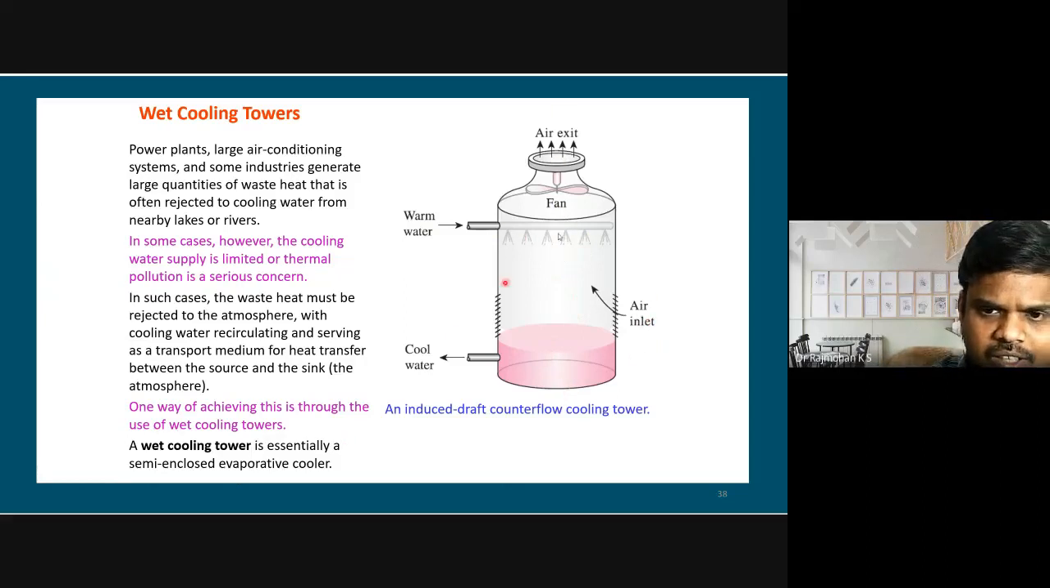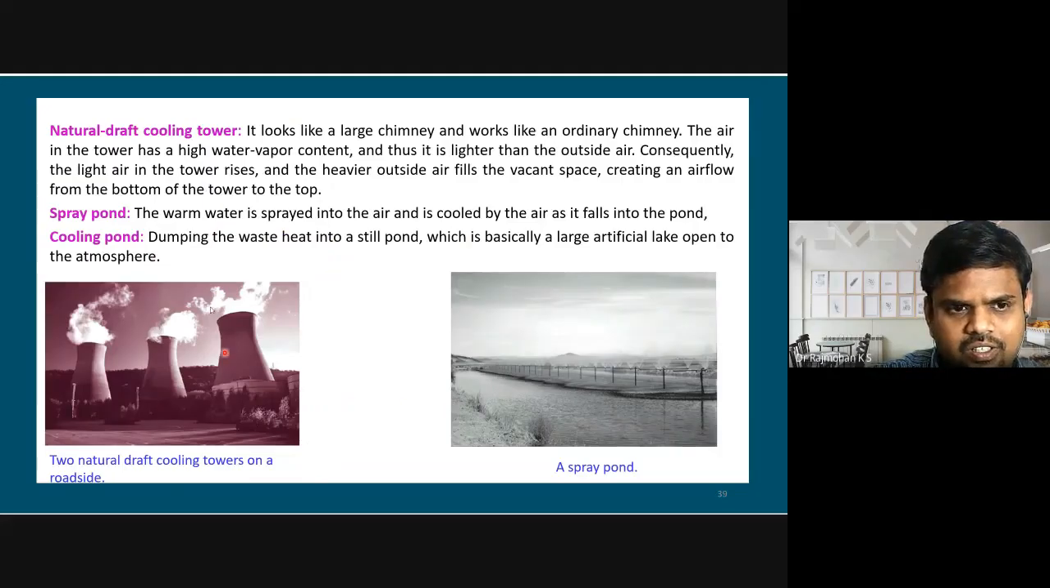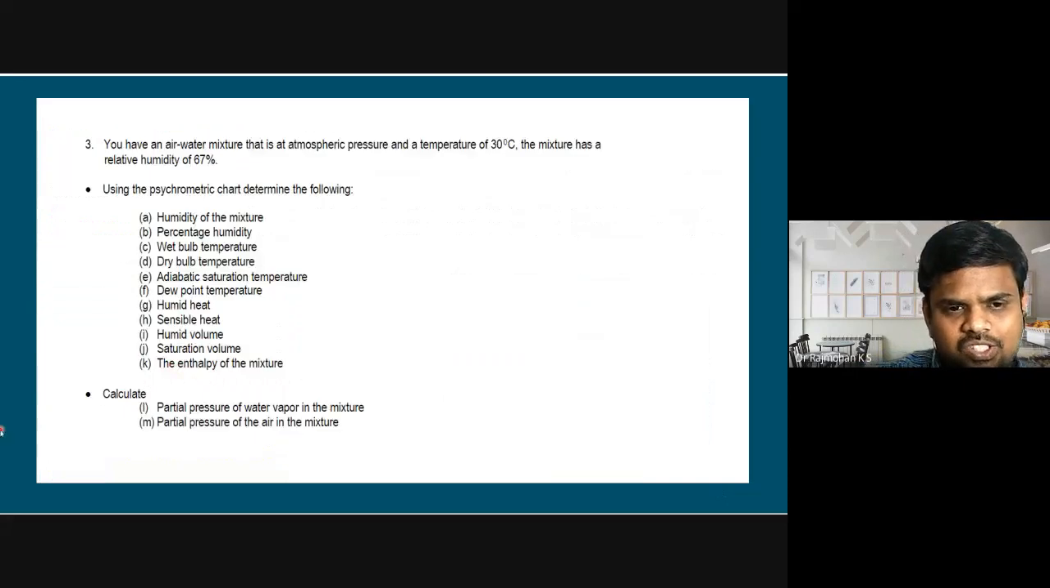This is carried out in towers, even 20 feet or 50 feet high. We are going to study this cooling tower in detail in the next master course. This is essentially a wet cooling tower, a semi-enclosed evaporative cooling system. Why is it semi-enclosed? There is an opening for air to enter the system. We will study these cooling towers in detail in the next master course.